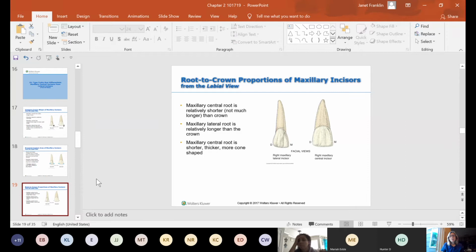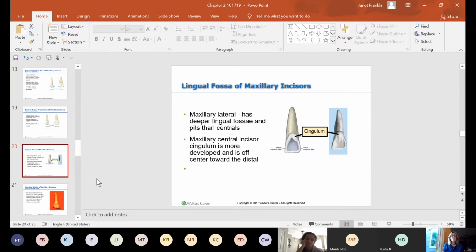The maxillary central root is shorter, thicker, and more cone-shaped. So it's a much thicker, more broad root than the lateral incisor root. Of course, the crown is more broad, so of course the root is going to be more broad. There is a lingual fossa.